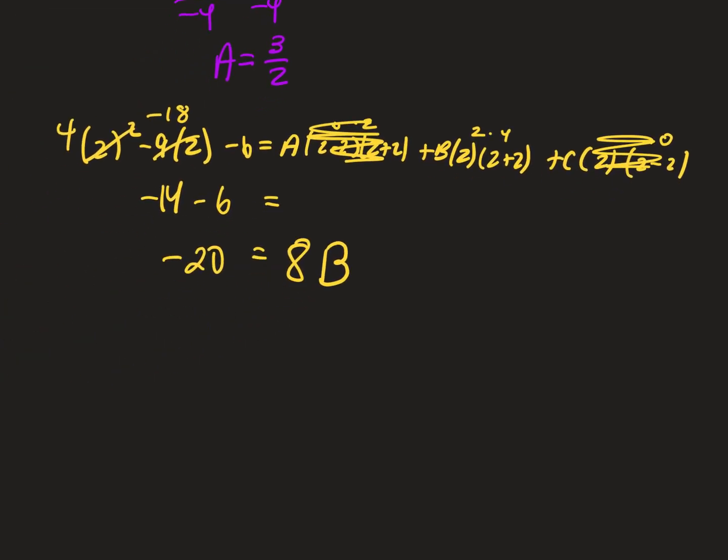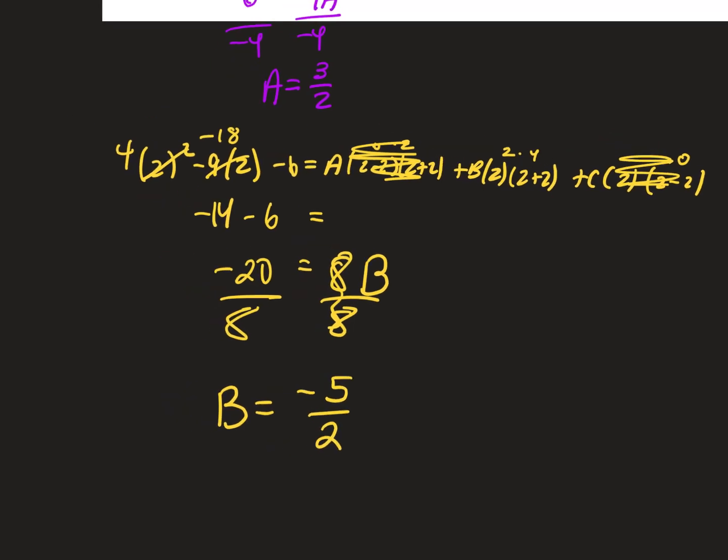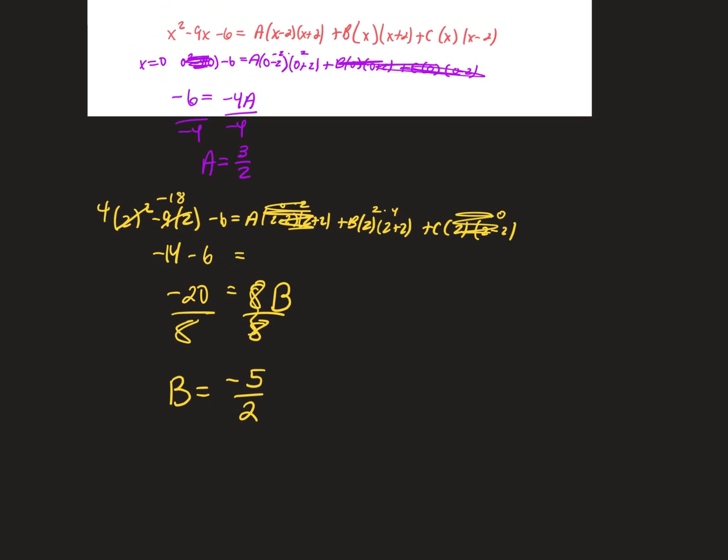Now what? Divide both sides by 8. And B equals what? Negative 5 over 4, okay. Yeah, negative 5 over 2. Yes, right? 4 minus 18 is negative 14, minus 6 gives me negative 20. Yeah, okay. All right, now let's do C.